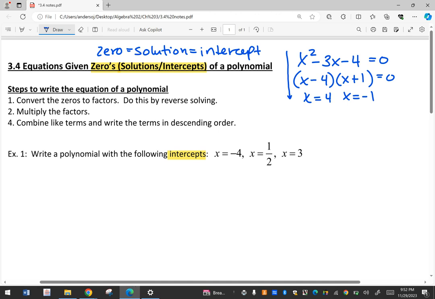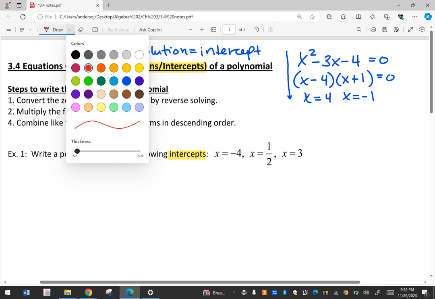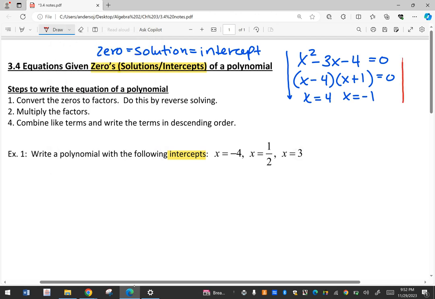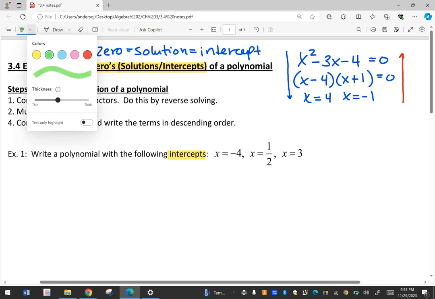In this particular lesson, we are going to be going in the opposite direction of what I just did. So instead, we're going to be starting with the zeros, creating the set of parentheses, and multiplying those two sets of parentheses, or 3 or 4 sets of parentheses together to get the polynomial. Let's review the steps that we have listed below.